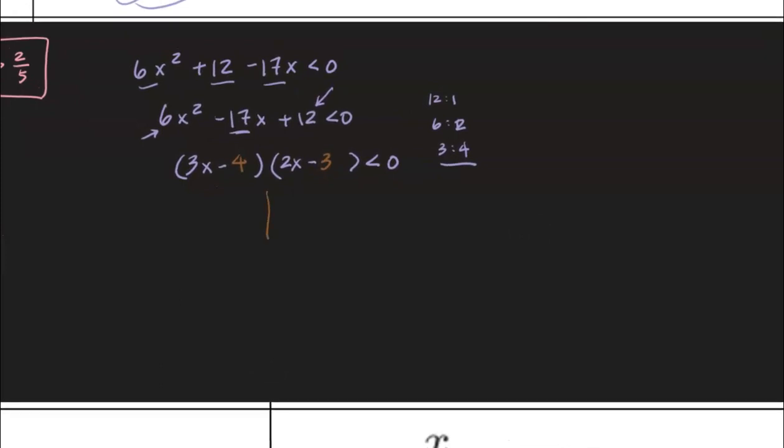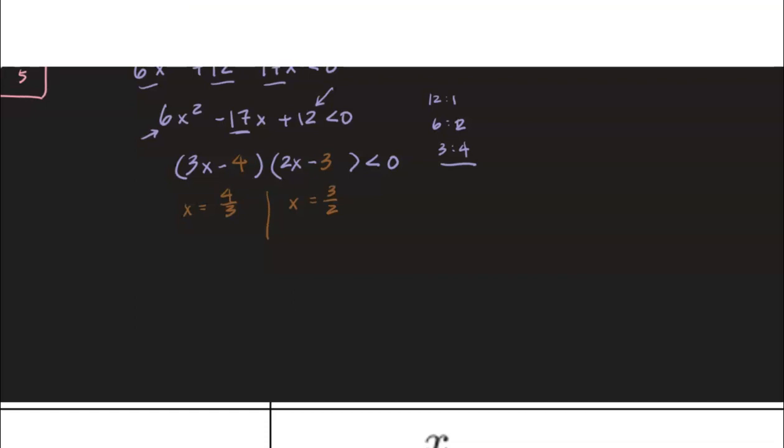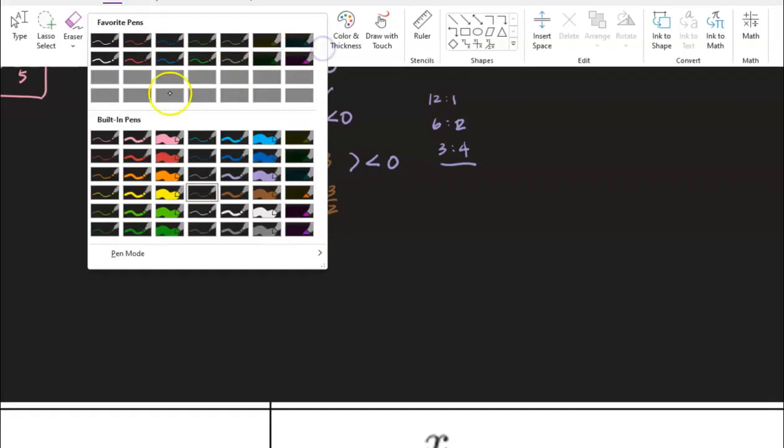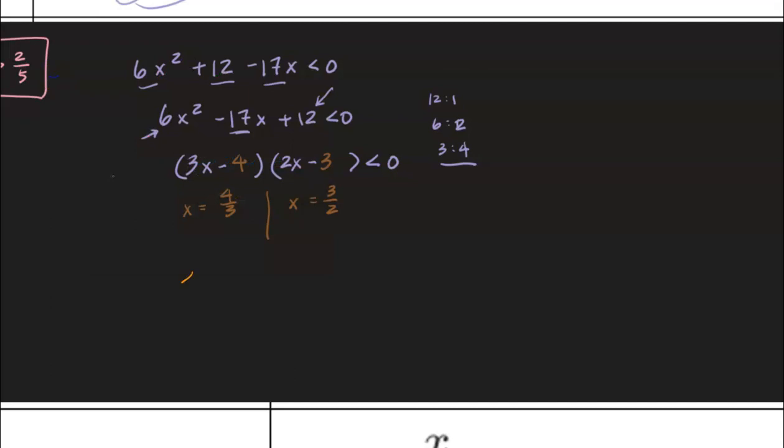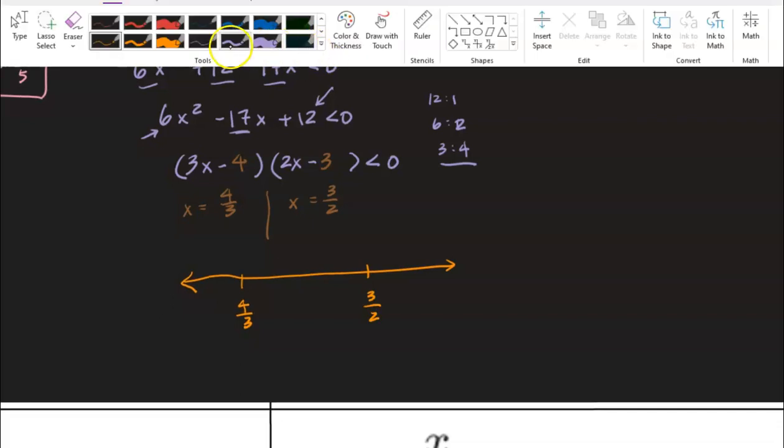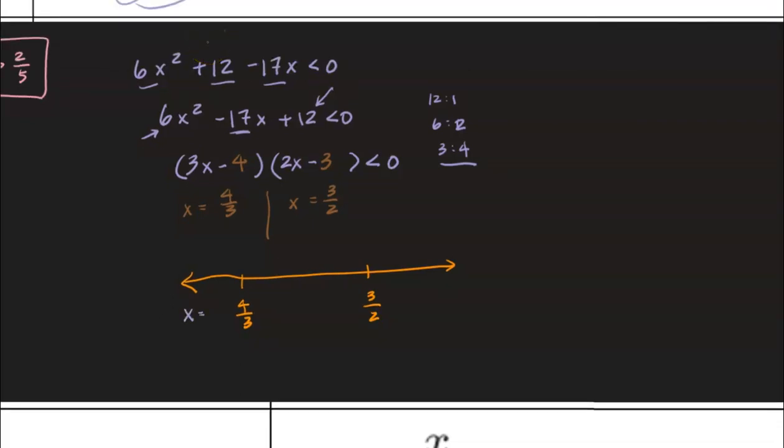Okay, so let's go ahead and say x equals 4/3 and x equals 3/2. The brown kind of doesn't show up, so let's do orange. 4/3 is going to be like 1.3 repeated, and 3/2 is 1.5. So I can try some points like x equals 0, x equals 1.4, and x equals 5.